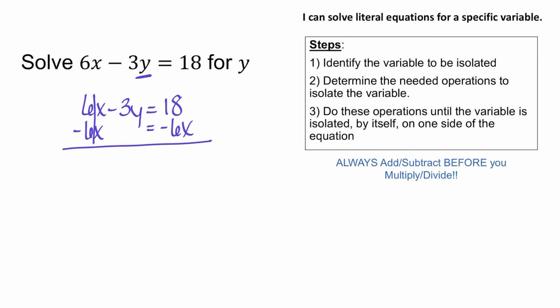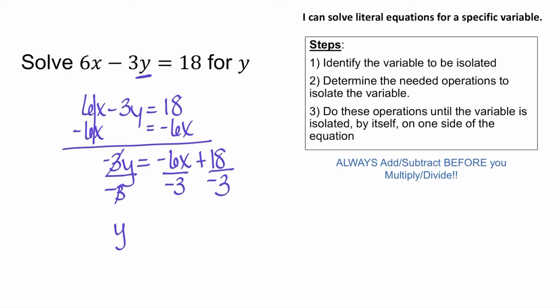So on the left, that leaves me with negative 3y equals negative 6x plus 18. So now, to get y by itself, I need to divide everything by negative 3. So when I do that, on the left side, my negative 3 and negative 3 will cancel, leaving me with y. Negative 6 divided by negative 3 is positive 2, so I have 2x, plus 18 divided by negative 3, which is negative 6. Now I'm just going to combine this plus negative.